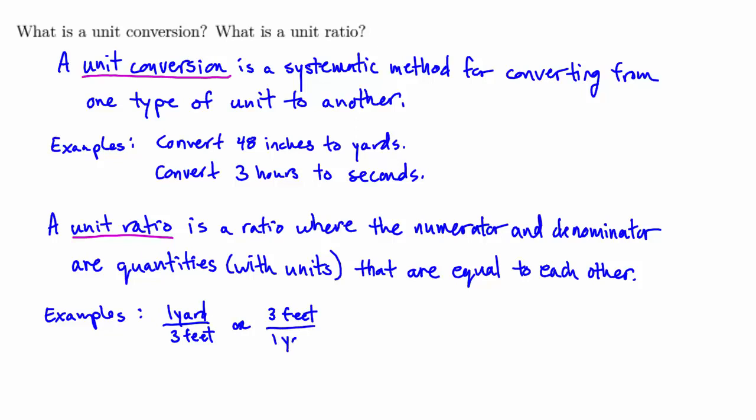And which we put in the numerator and which we put in the denominator will depend on the problem that we're doing. But what we see is that 1 yard is equal to 3 feet, and 3 feet are equal to 1 yard. So we can make that fraction or ratio, and it's a unit ratio, meaning that it's equivalent to multiplying by 1 if we multiply by it.